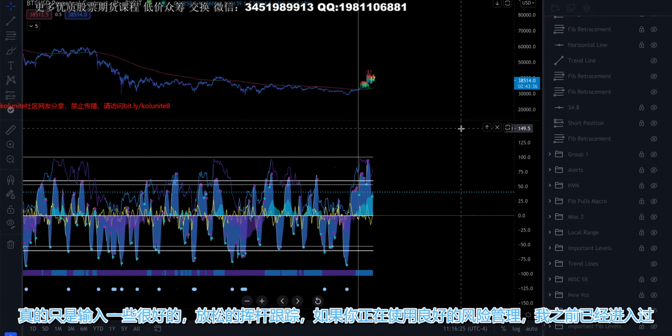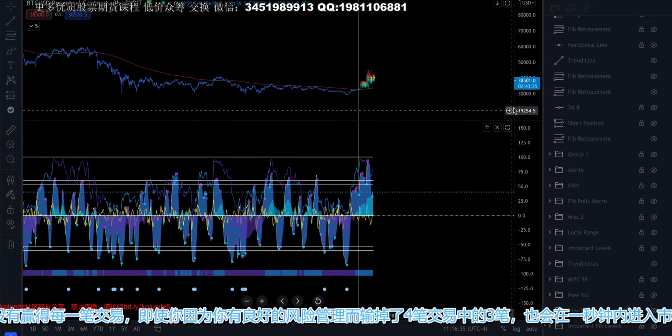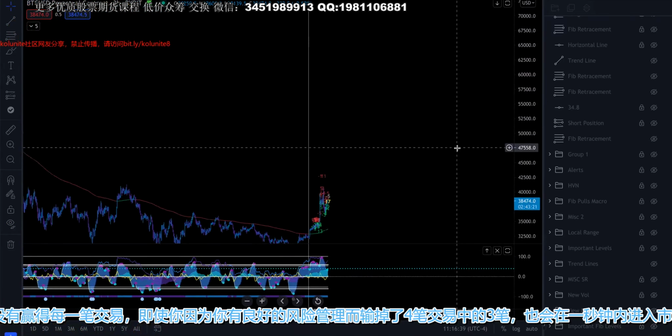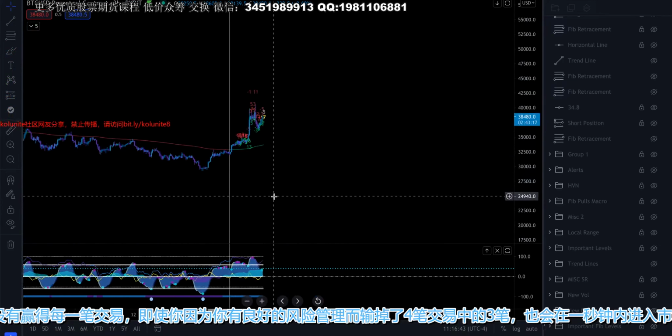And if you're using good risk management, which I've gotten into previously and will get into more, then you will see that you're actually able to be profitable over time, even if you don't win every trade, even if you lose up to 3 out of 4 trades, because you have your good risk management in place. We'll get into that in a second.